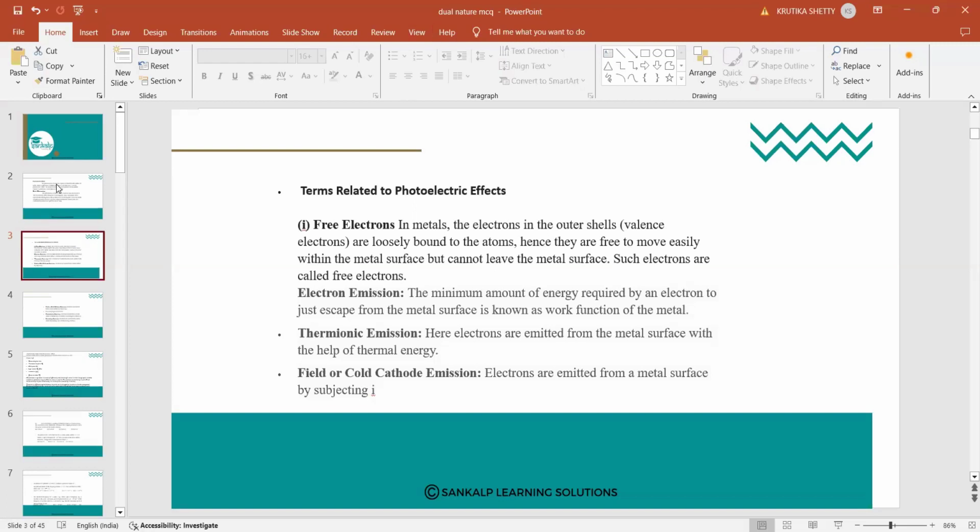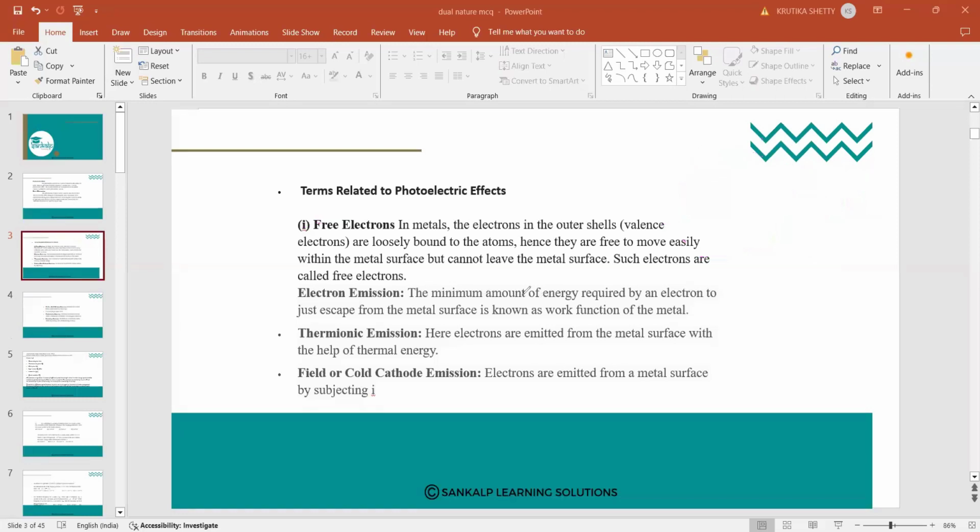If you consider any atom, the outermost shell of the atom consists of electrons. These electrons are loosely bound. When these electrons are loosely bound, they will try to come out of the surface with some external energy given to them. These electrons are called free electrons. The loosely bound electrons of the atom are called free electrons.